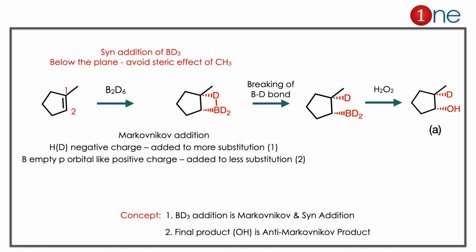Moreover, the addition will also be below the plane. So what really happens is the attack will be from below the plane, with Markovnikov addition. Next step, you have boron-deuterium bond breaking. You have deuterium below the plane and BD2 addition there. Next step, you are using the peroxide, you have OH there. The deuterium will be undisturbed, so OH is formed as new. So if you look at it, the answer is A.